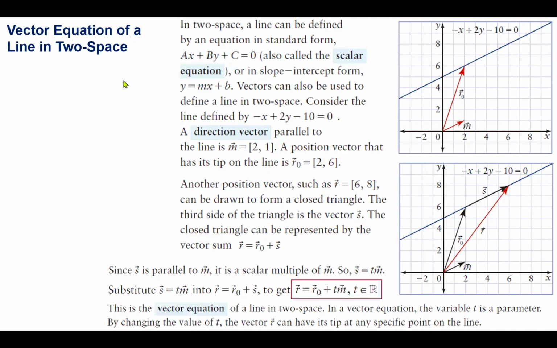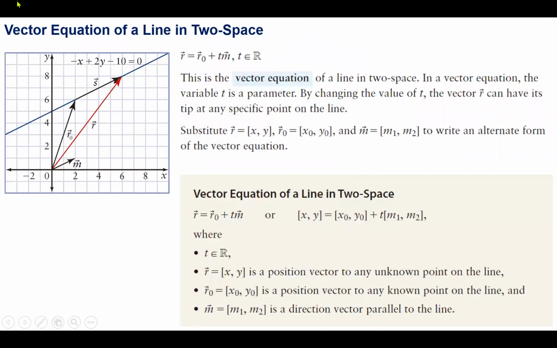Okay, do you have any questions? All right, if no questions, let's continue. So note that we have learned that this is a vector equation of a line in two space, right? In a vector equation, the variable t is the parameter. By changing the value of t, the vector r can have its tip at any specific point on the line.